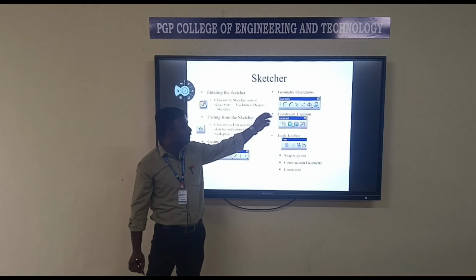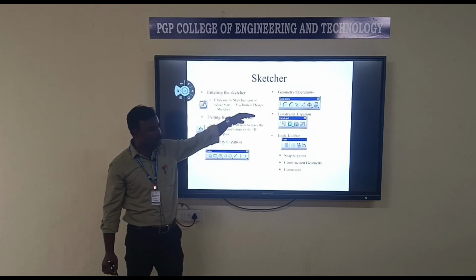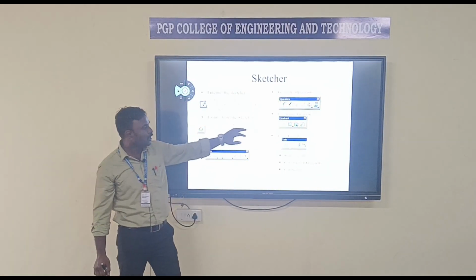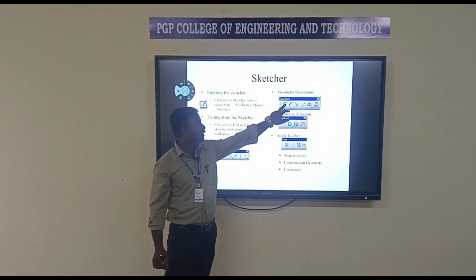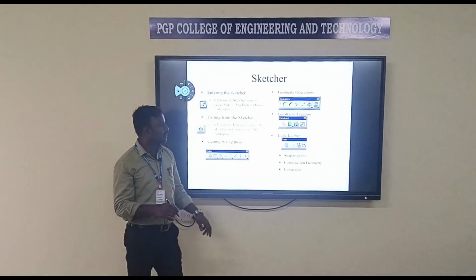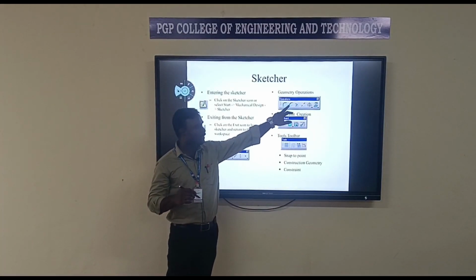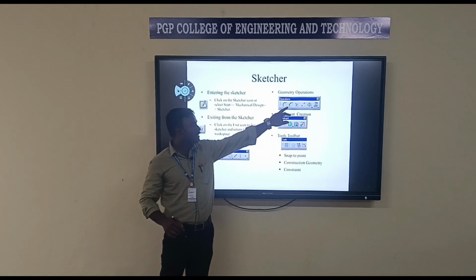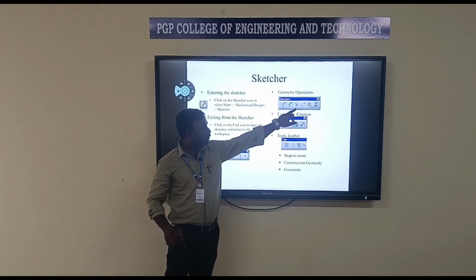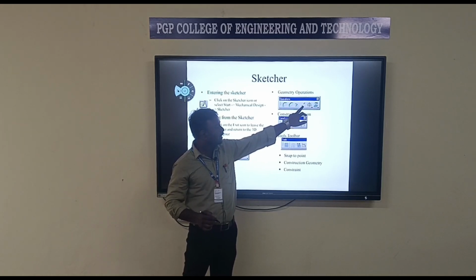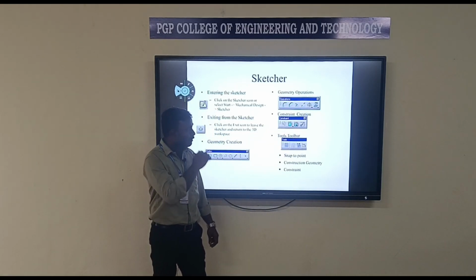Next one, geometry operations. If you have already created the sketches, you can modify them using these tools. If you create a rectangle and want to remove the corner as a smooth surface, you can create the corner on a radius, or you can create a chamfer. It's a trim option. If you have a continuous line, you can break the line by using this break option.